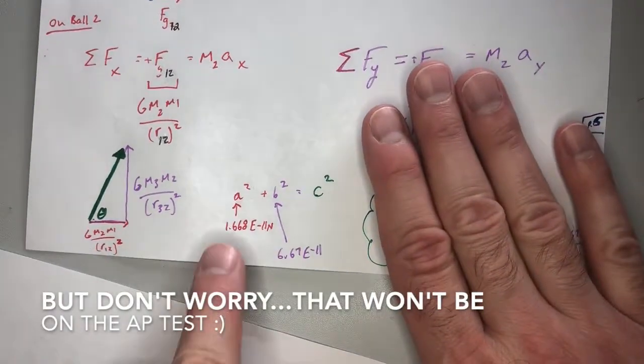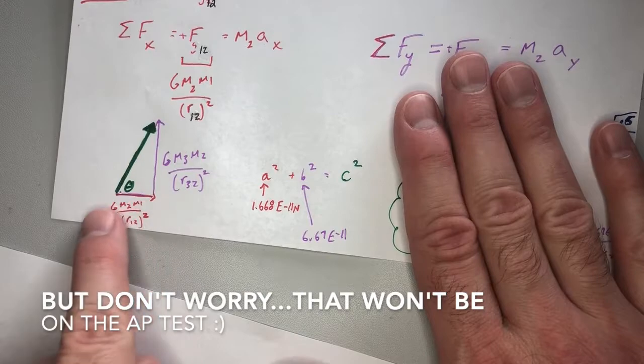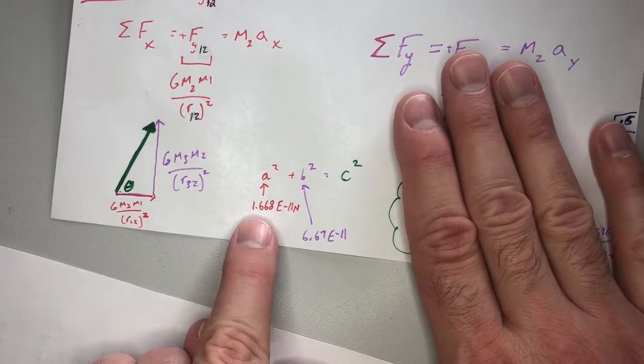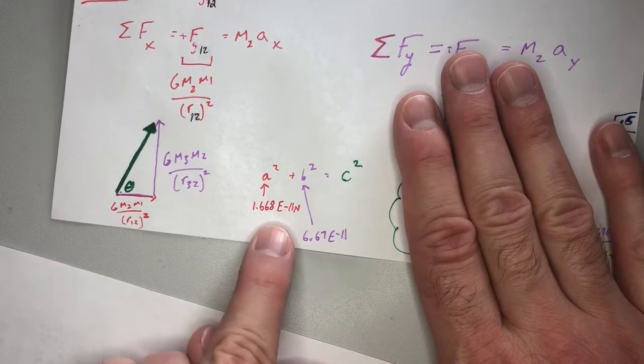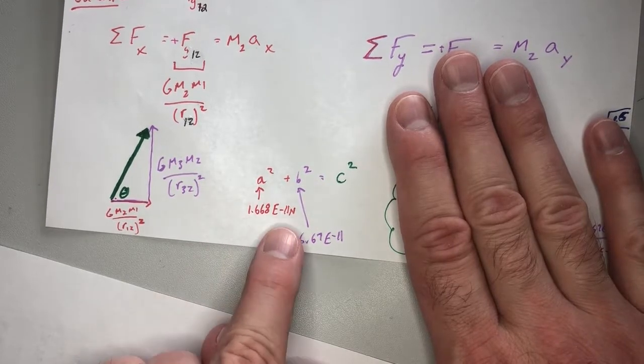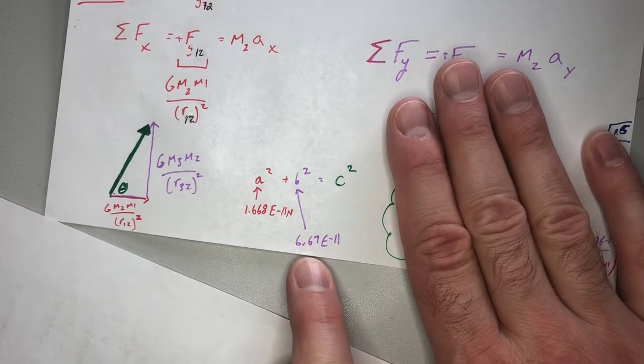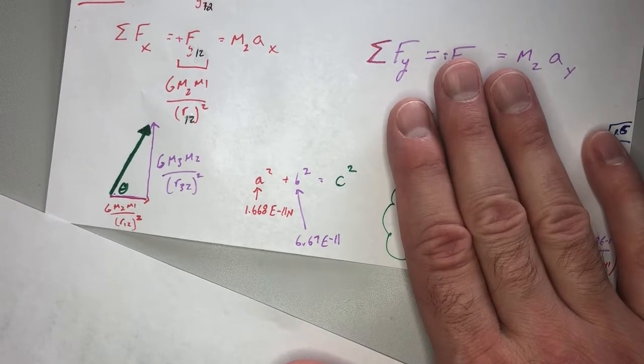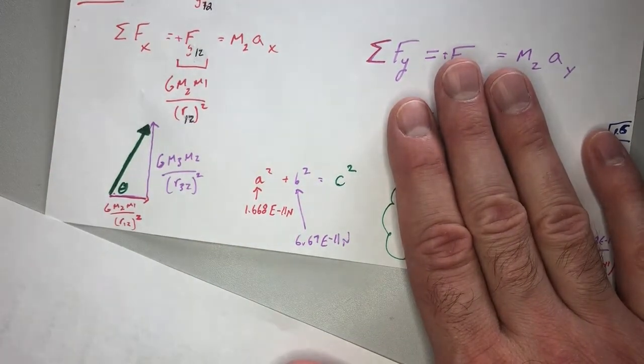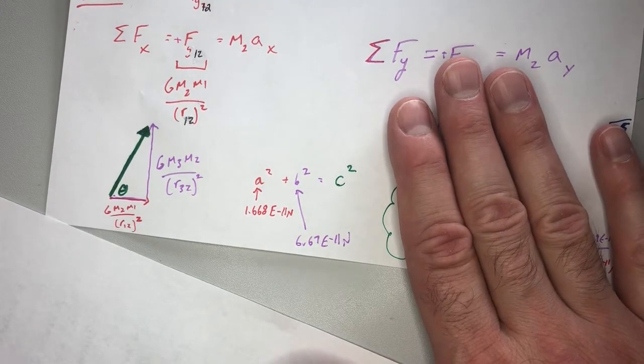And here's the deal, a squared plus b squared equals c squared. So that's all you're gonna do. You're gonna say a squared, which is when I actually put the numbers in, you get 1.668 e to the negative 11 newtons. And if you're not familiar with big E, that just means times 10. And the b squared, that's this leg of the triangle, is the 6.67 e to the negative 11 newtons. Lost my newtons there. Sorry. A squared plus b squared equals c squared.